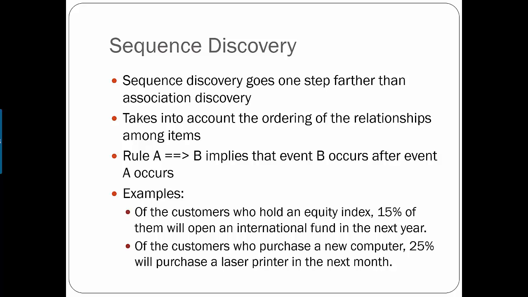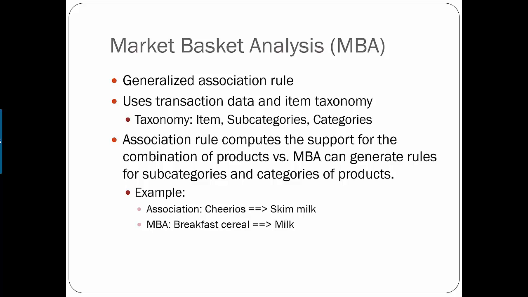For example, of customers who hold on to an index fund, 15% of them will open an international fund the following year. Customers who purchase a new computer will then purchase a laser printer the next month. So it's like a sequence: one thing happens first and then the other thing happens at a later time. That is sequence discovery.